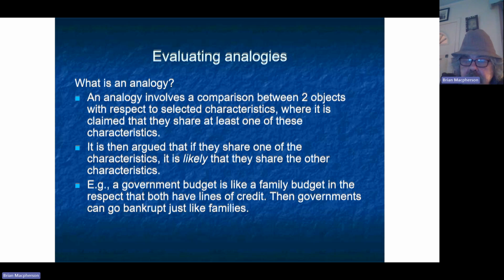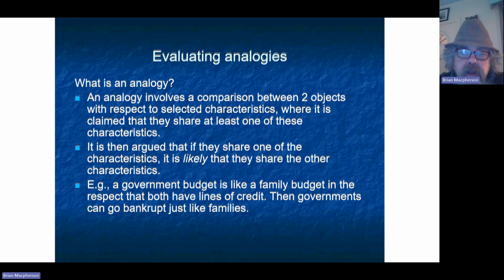The last topic of today's lecture is evaluating analogies. So I'm sure you've heard of analogies. What exactly is an analogy? An analogy, as I say here, involves a comparison between two objects with respect to selected characteristics, where it is claimed they share at least one of these characteristics.